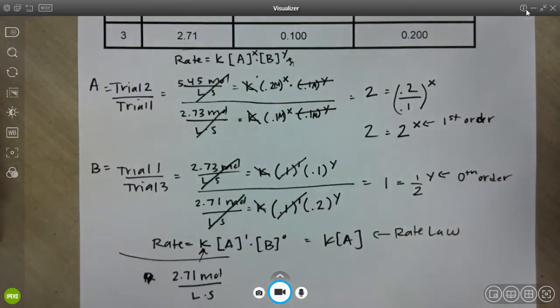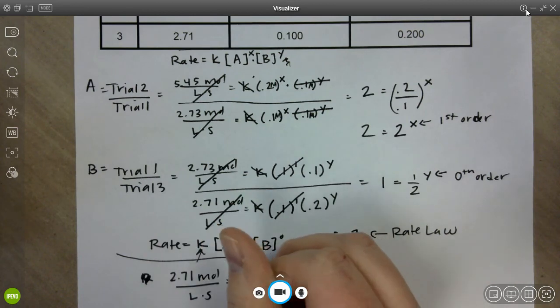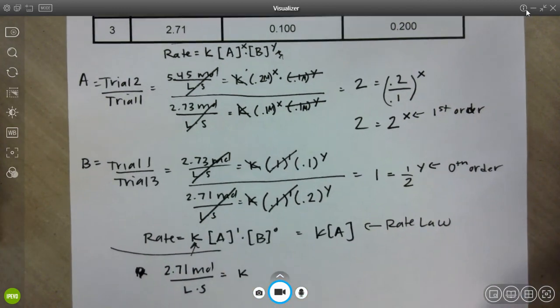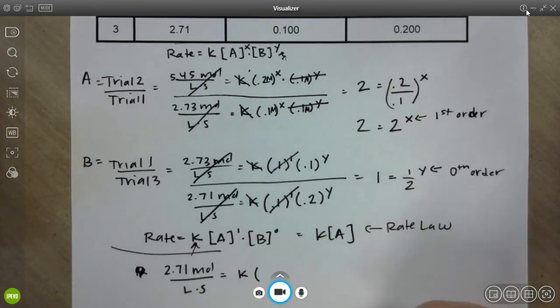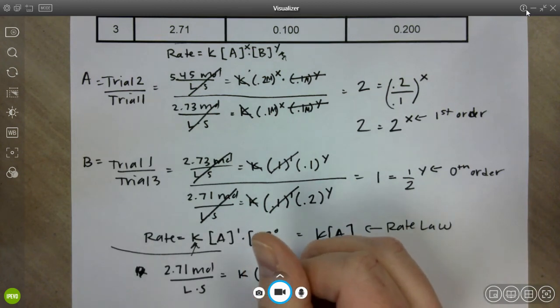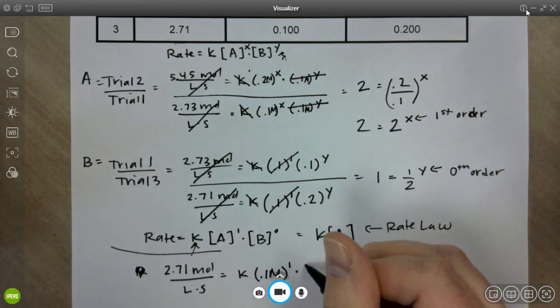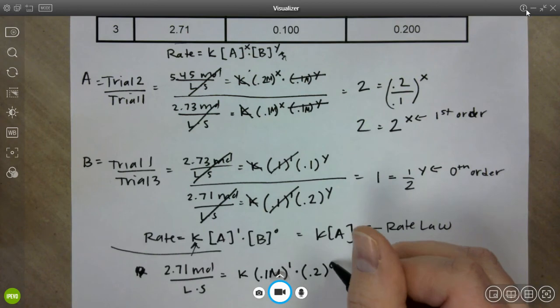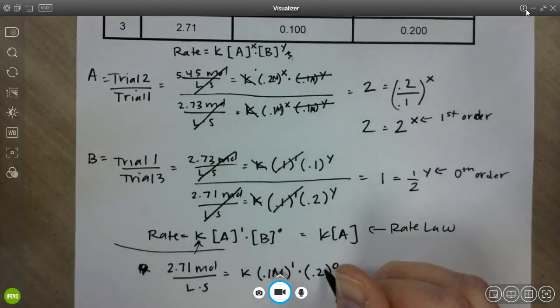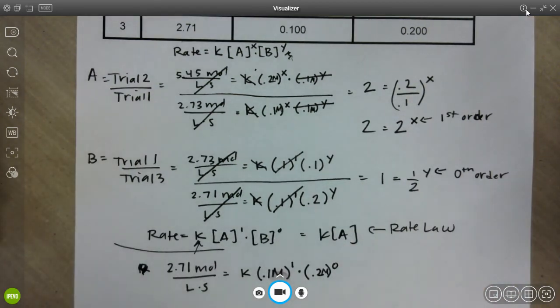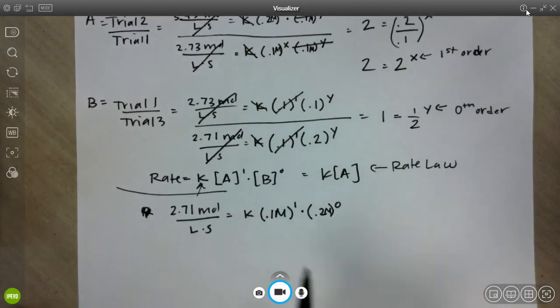Okay. Now this is where the units are super important. That is equal to that constant that we are trying to figure out times the molarity of A, which is 0.1 molar to the first power, times, and this is why I just like to put it in there, molarity of B to the 0 power. And I forget that unit here. Okay. So when we think about this, numbers are important as well as units. So these units here are moles per liter per second.